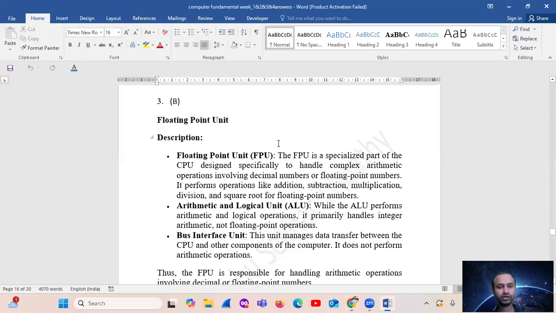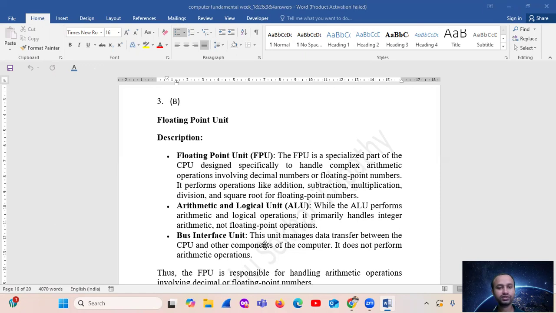So floating point unit क्या है कि it is a specialized part of the CPU designed specifically to handle complex arithmetic operations that involve decimal numbers or floating point numbers. So it performs operations like addition, subtraction, multiplication, division, and square root of the floating point numbers. Okay? Then ALU, arithmetic and logic unit, performs arithmetic and logic operations. It primarily handles integer arithmetic, not floating point.